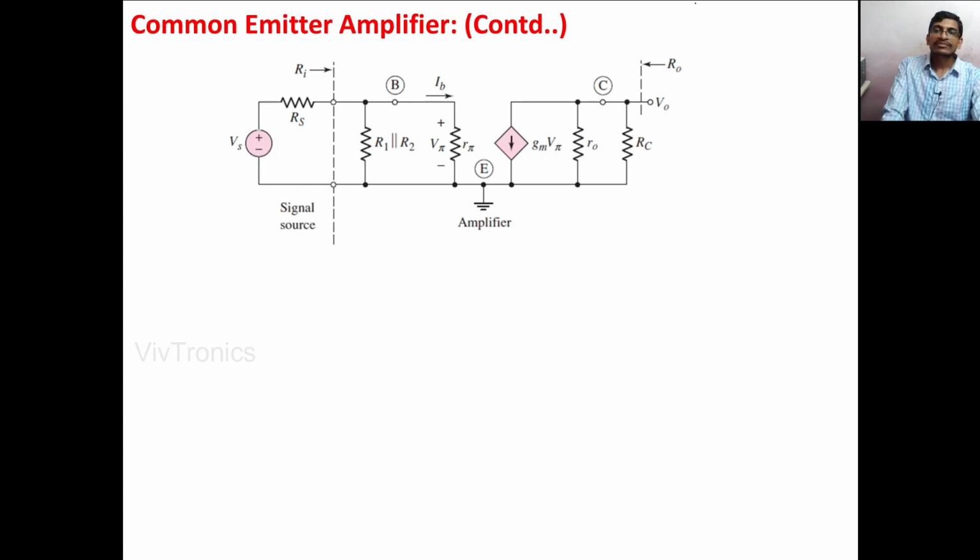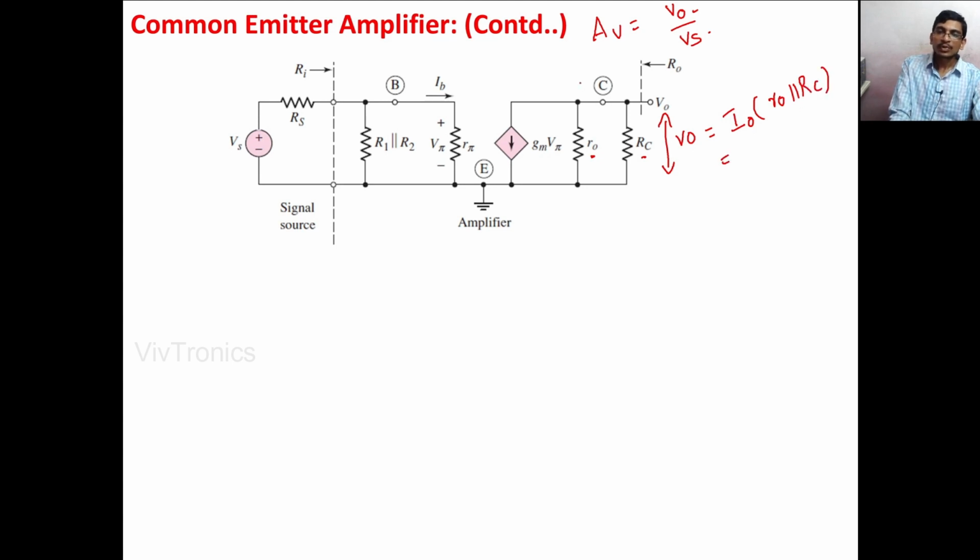The voltage gain AV is the ratio of output voltage V0 to the input voltage Vs. So we have to find V0 and Vs, and then the ratio of those two is nothing but the voltage gain. The output voltage V0 is the voltage across the parallel combination of R0 and RC. According to Ohm's law, V is equal to IR. Output voltage is equal to output current times output resistance. So the output current may be treated as I0 into the resistance, which is the parallel combination of R0 parallel RC.